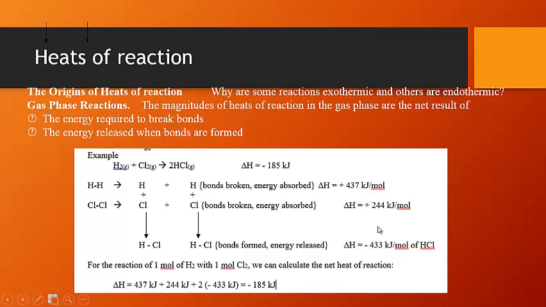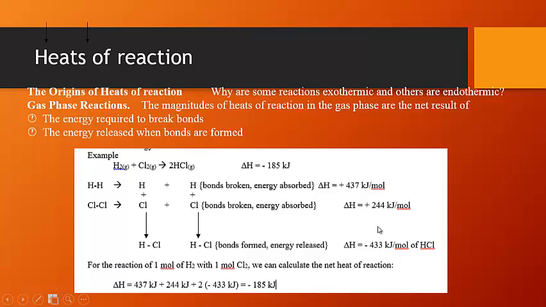So for the reaction of 1 mole of hydrogen and 1 mole of chlorine, we've got a net reaction of our bonds broken plus bonds formed, which gives us this heat of reaction, minus 185 kilojoules. So you notice that this is not kilojoules per mole. If we wanted to do it per mole of hydrogen chloride that was formed, we'd then have to divide it by 2, because in this reaction, 2 hydrogen chloride gases were formed.